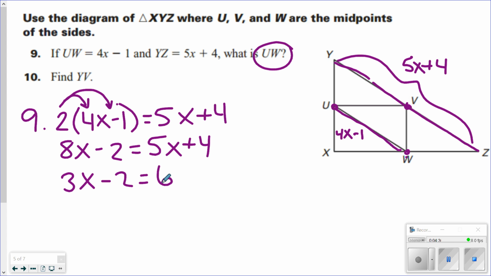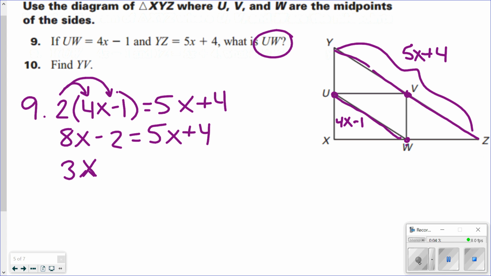Sorry, I was going too fast. So 3x minus 2 is equal to 4. Now add 2 to each side. So 3x is equal to 6. Divide by 3, we get x is equal to 2.